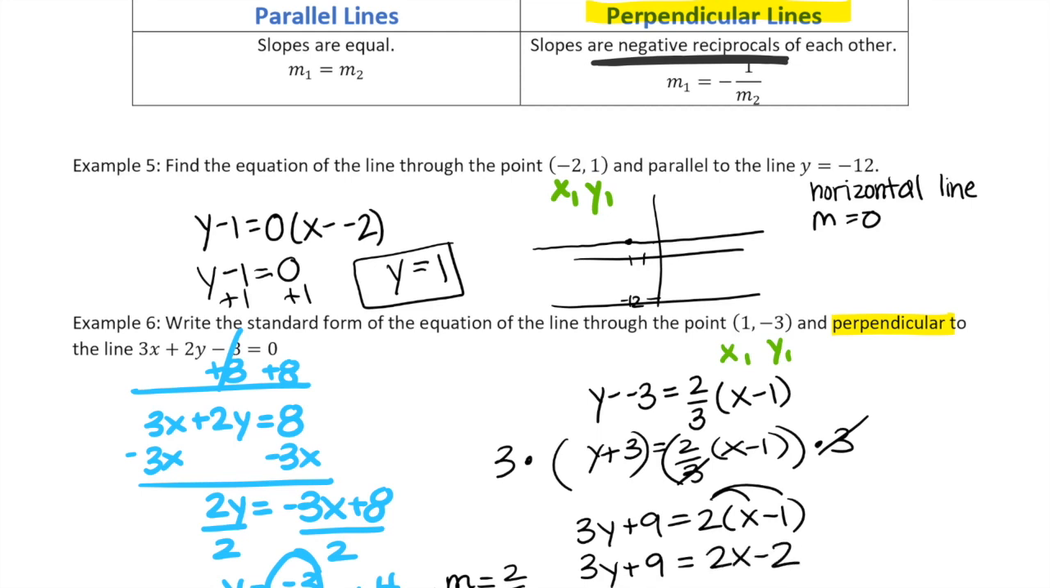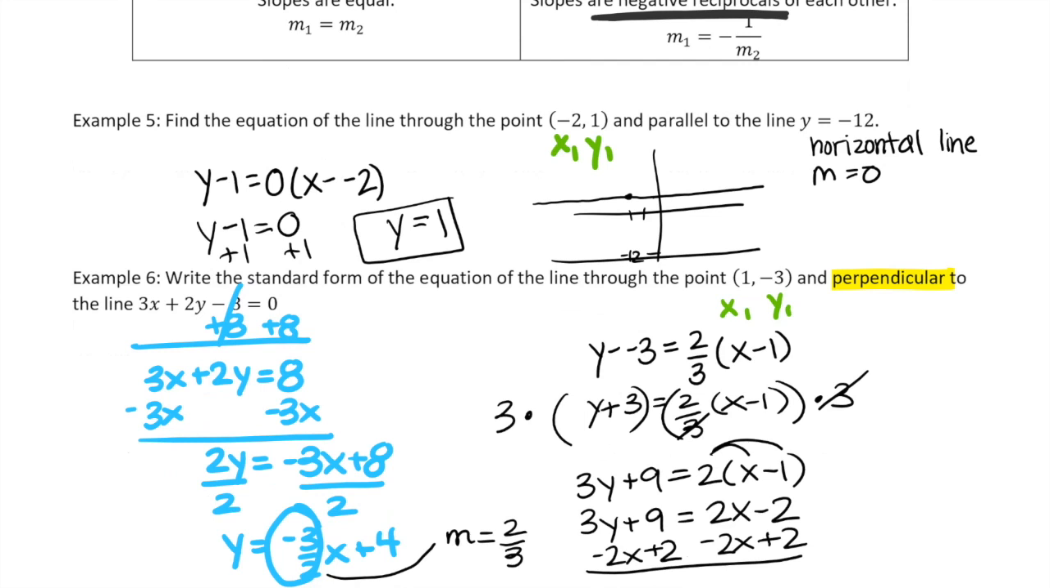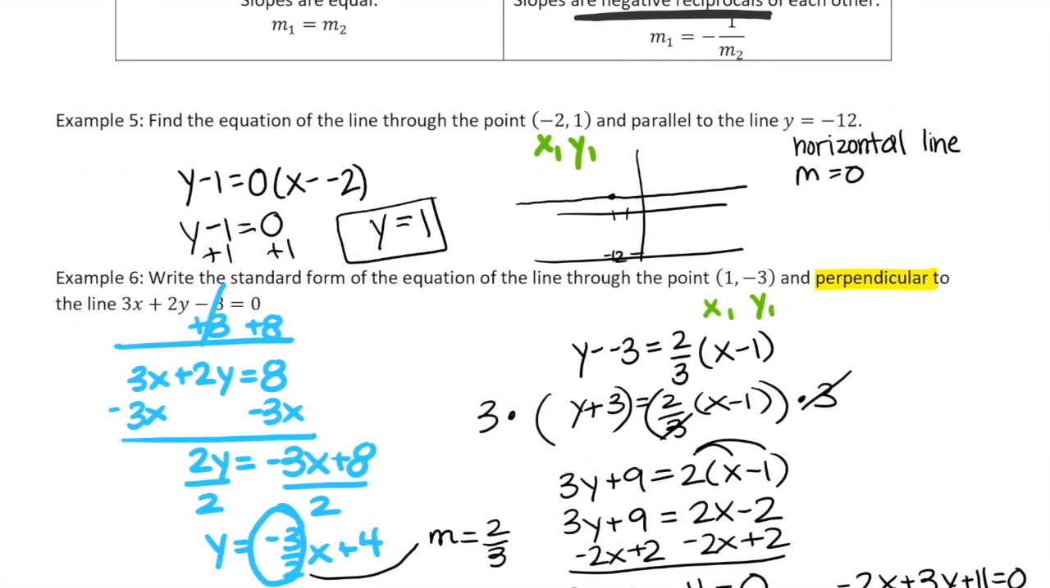Again, I'm trying to get everything on the same side. So I will subtract the 2x on both sides, and I'll add the 2 over on both sides to get down to standard form. So I've got 3y minus 2x plus 11 equals 0. Okay, so you can rearrange this if you like. You can turn it into -2x plus 3y plus 11 equals 0. It's the same thing. They have everything on the left side of the equation, so this is standard form. It is perpendicular to the equation they gave us, and it goes through the point (1, -3).